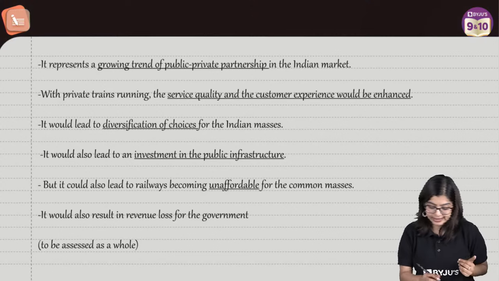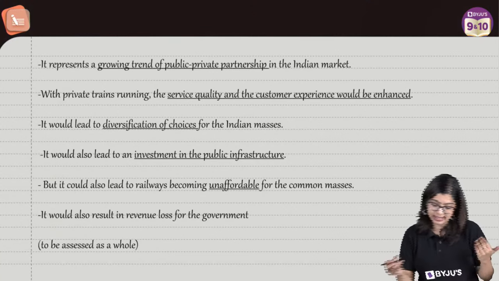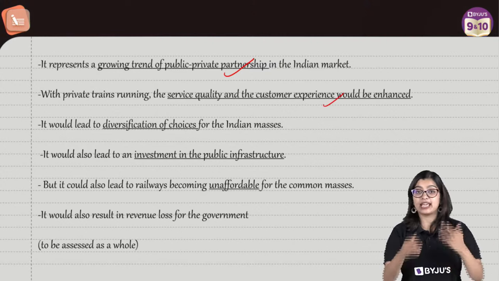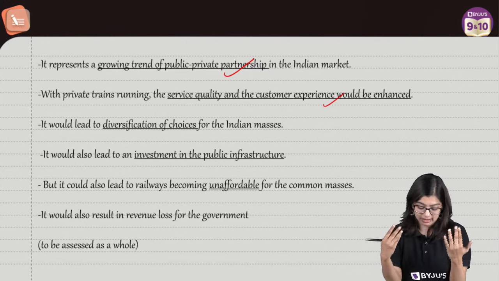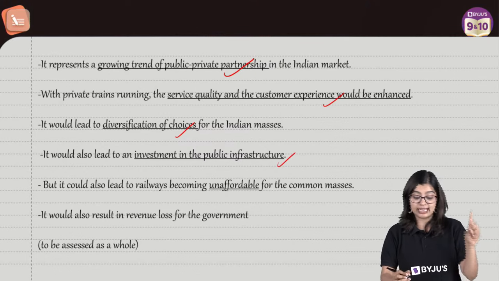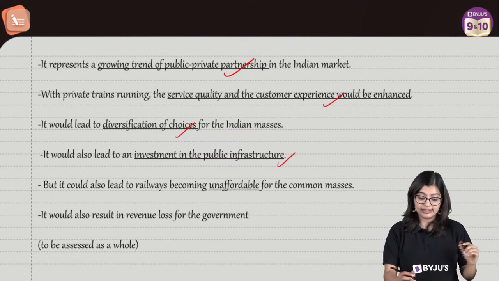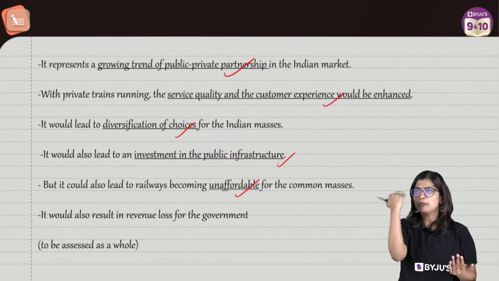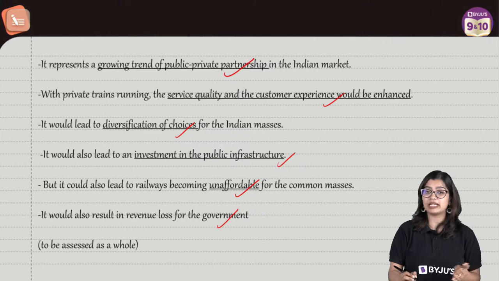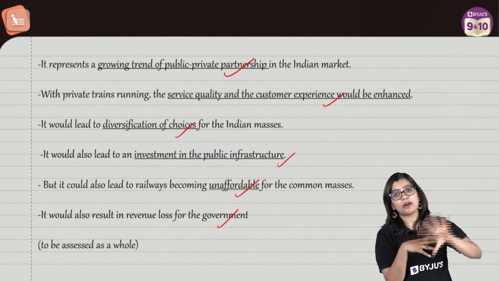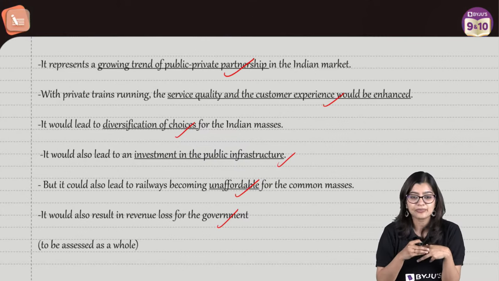So quickly, what does it represent? A growing trend of public and private partnership, which means that if a private company gets involved, there is better service, better quality, more choices. But it would also mean that there is investment in public infrastructure. Thereby, things may become unaffordable for poor people who cannot afford it, and the government must take steps to make it affordable. So it is not very advantageous per se. It has its advantages and its disadvantages.